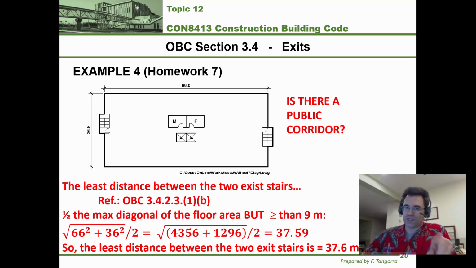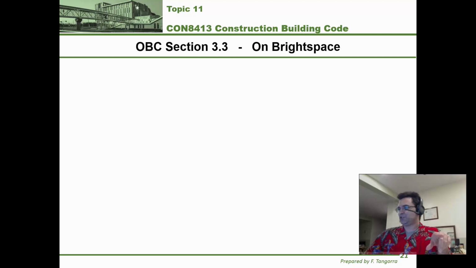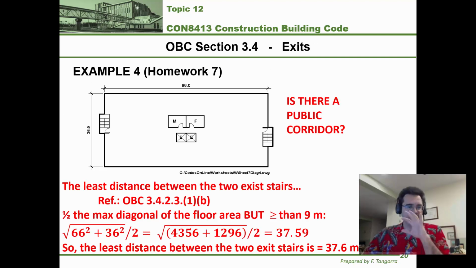Now, here's an interesting question, okay? And then I'll take a bit of a break and go on to part 2 of the video. Why does it matter if it's a public corridor or not? And the distances can vary quite a bit, right? No public corridor, and suddenly you can make your exits as far apart as you want.